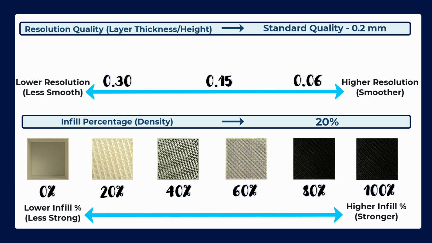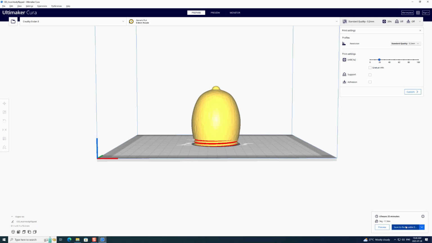Keep in mind that the adjustments you make will further influence the time it takes to complete your print. After you have made all the necessary adjustments, simply slice and save your design to your USB and you're good to go.